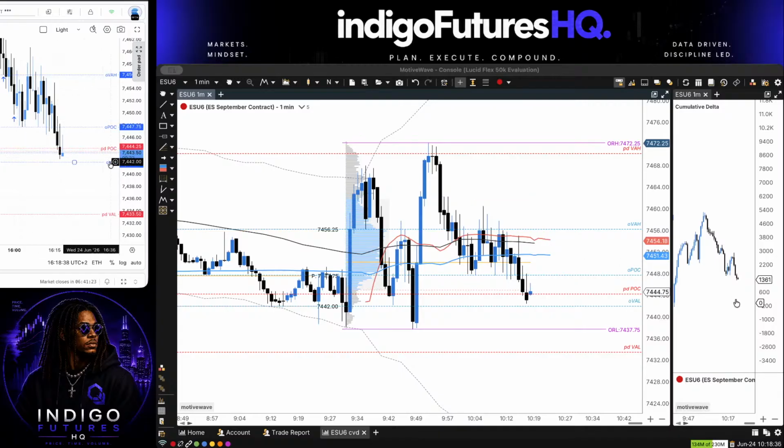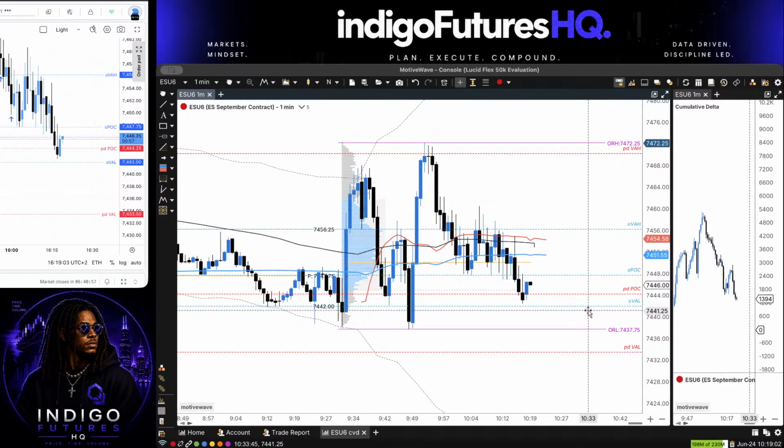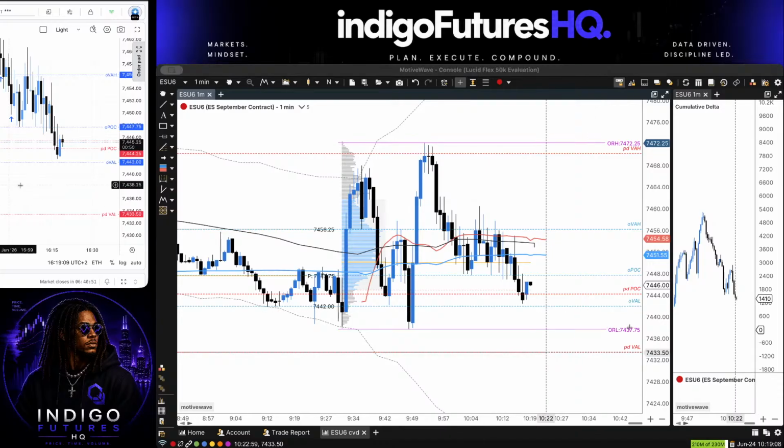When I point of control, here we go. I like the overnight value area low. I like that trade a lot better, to be honest. If we can get it. Target that previous day value area low. Our stop would go above the overnight point of control.